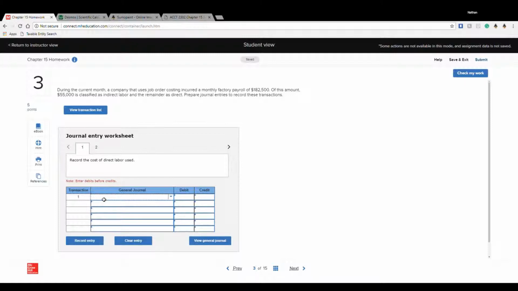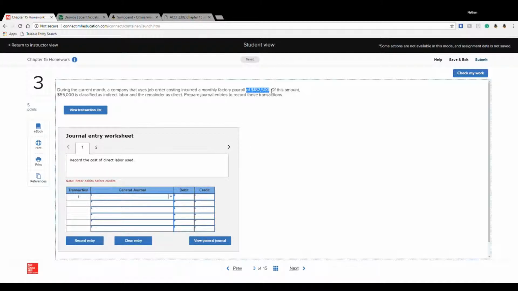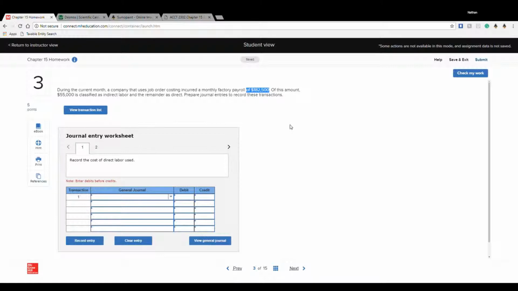During the current month, a company that uses job order costing incurred a monthly factory payroll of $182,500. Okay. Of this amount, $500 is classified as indirect labor and the remaining is direct. Prepare the journal entries to record these transactions. Alright, so they gave us the indirect, but they didn't give us the direct. So we have to figure out this number.